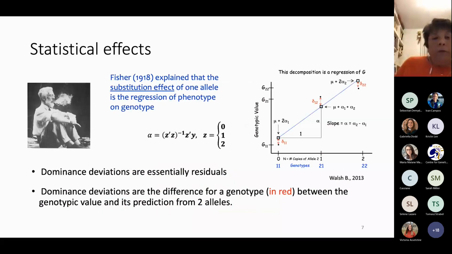Fisher decomposed the contribution to the genotypic value from a single locus and showed that this decomposition is a regression. And you have the regression here. You can see that the dominance deviations are essentially residuals. This dominance deviation is the difference, for the genotype in red, between the genotypic value and its prediction for two alleles. And the slope of this regression is the substitution effect of one allele.